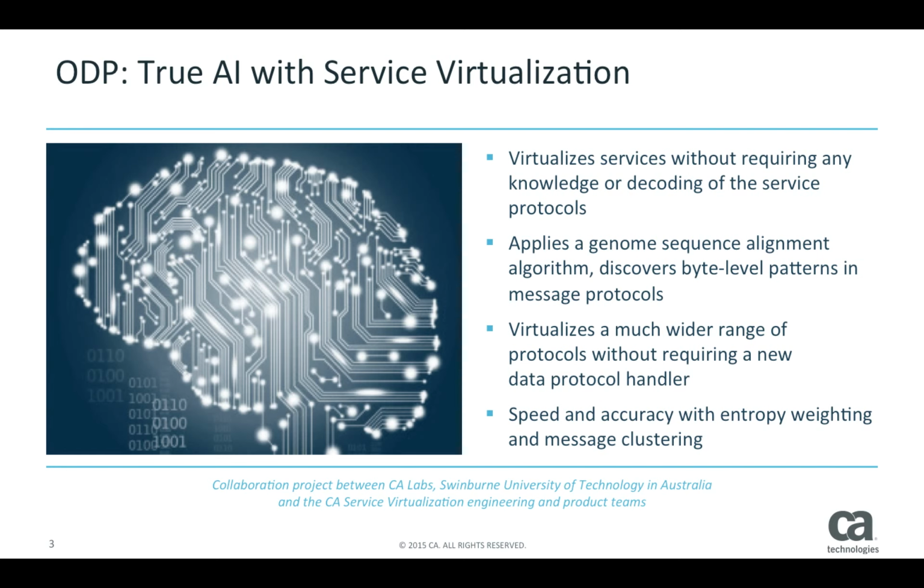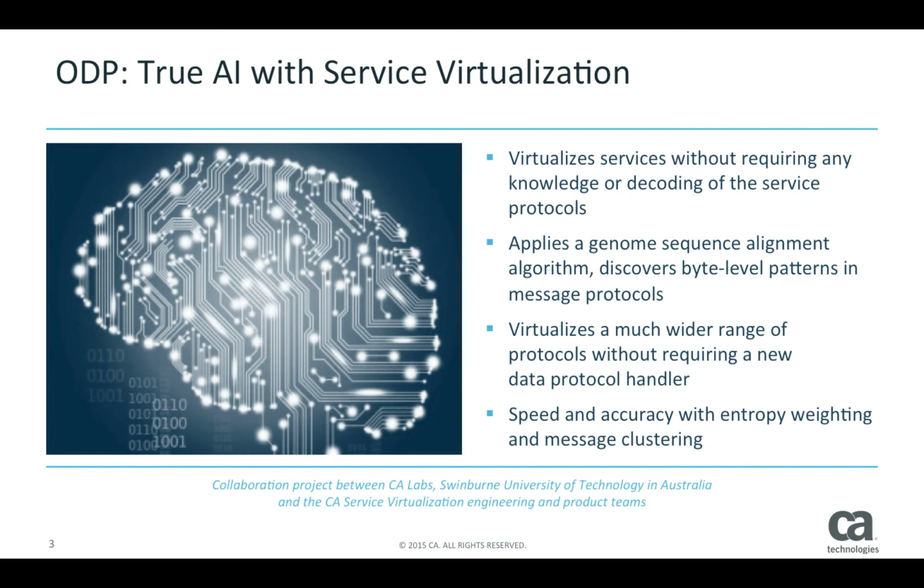Some of the cool things about this is that the technology applies a genome sequencing alignment algorithm, and it helps us find patterns within a message to match up the request that came in with a request we've seen before. The great thing is that because we're using this algorithm and we're not trying to translate the protocol, we can virtualize a much wider range of protocols without having to know the language, if you would.